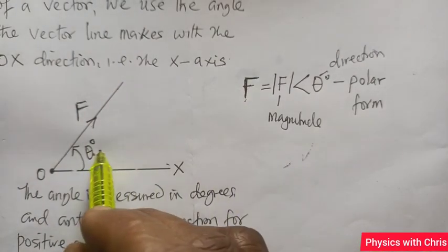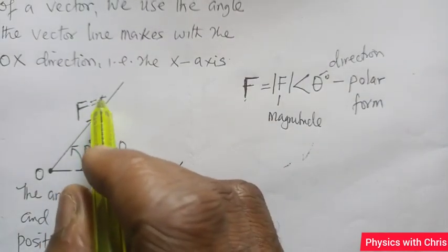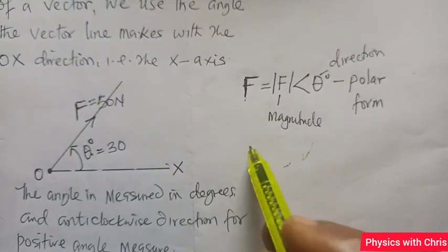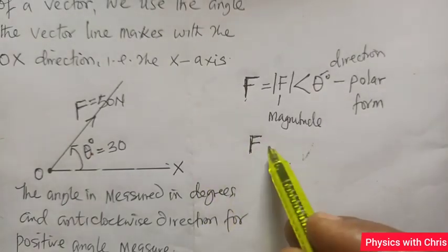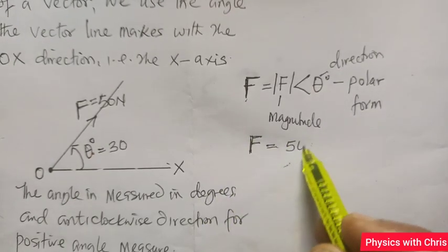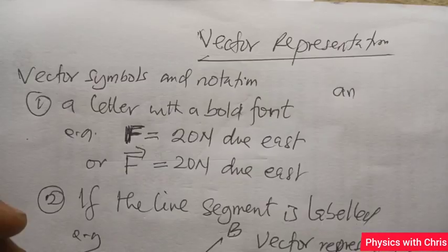Now suppose this angle theta is 30 degrees and our vector F is 50 Newton, which means that in magnitude and direction, a polar way of representing vector F is 50 Newton in the direction 30 degrees.